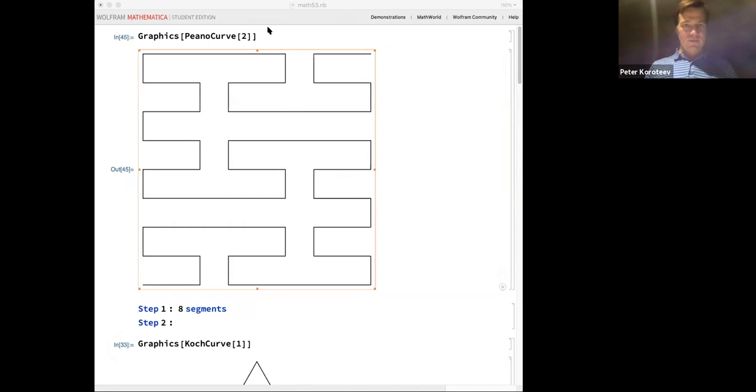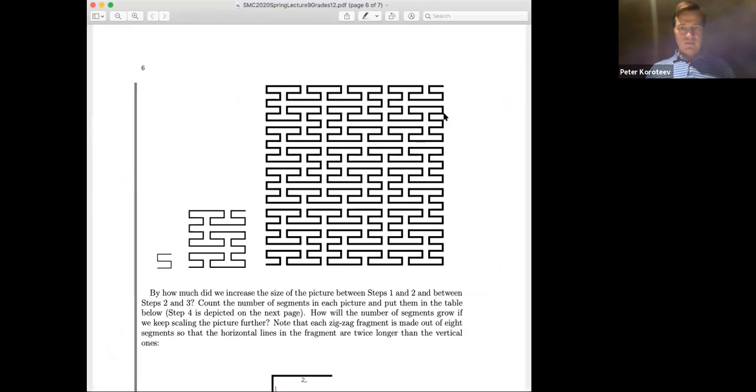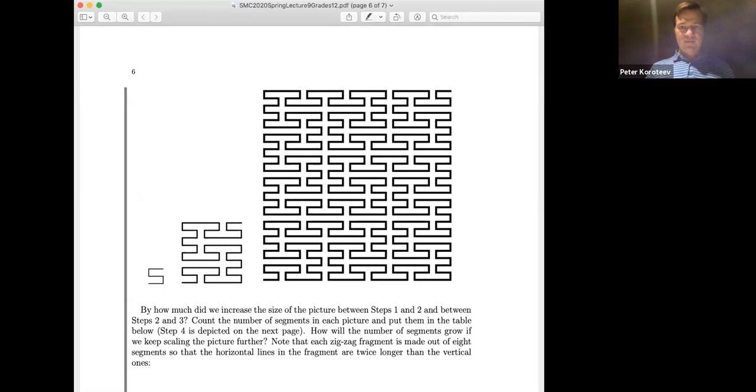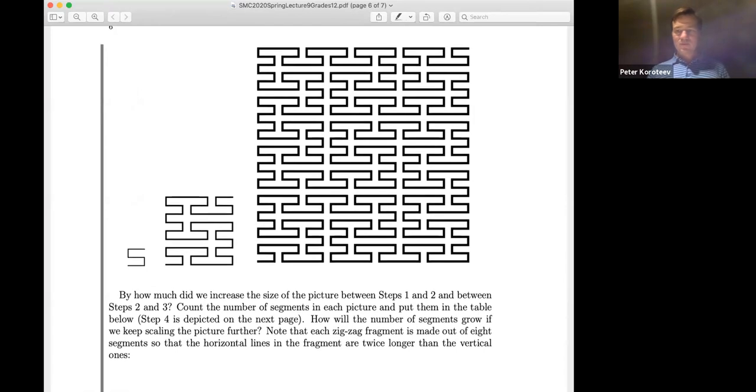So maybe I can show you the first 3 steps at once. I'm going to show you the PDF here. Do you see the PDF, right? So these are the Peano curve for 3 steps. Let's count two things: the number of segments in each step. Step 1 we already have, it's 8. So steps 1, 2, and 3.